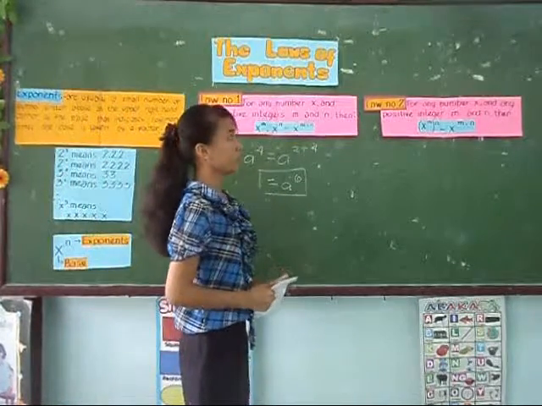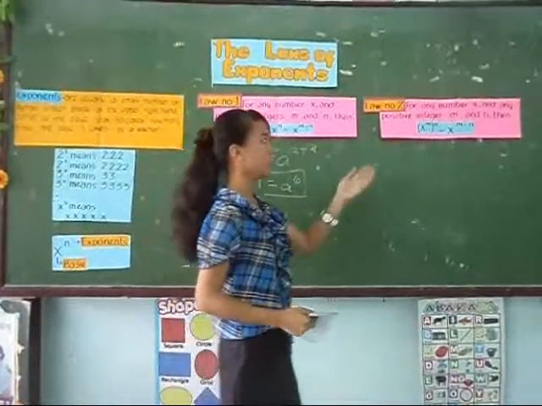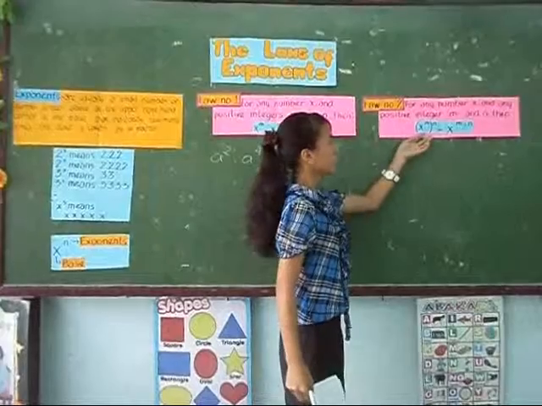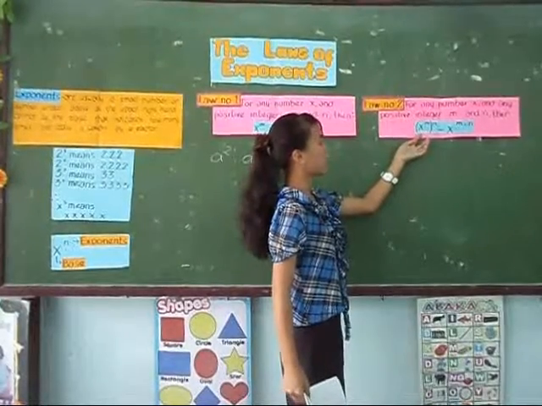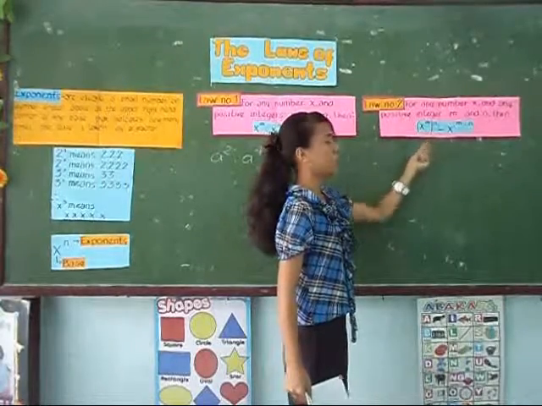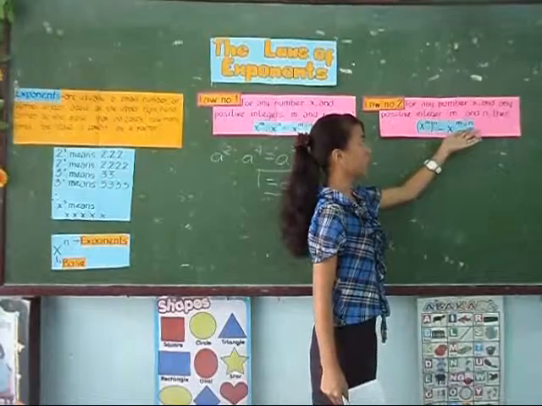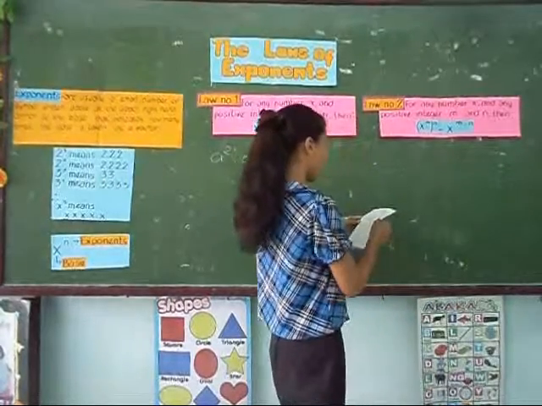We have the law number 2. For any number x and any positive integers m and n, we have our formula: the quantity x to the power of m, raised to the power of n, is equal to x to the power of m multiplied by n.